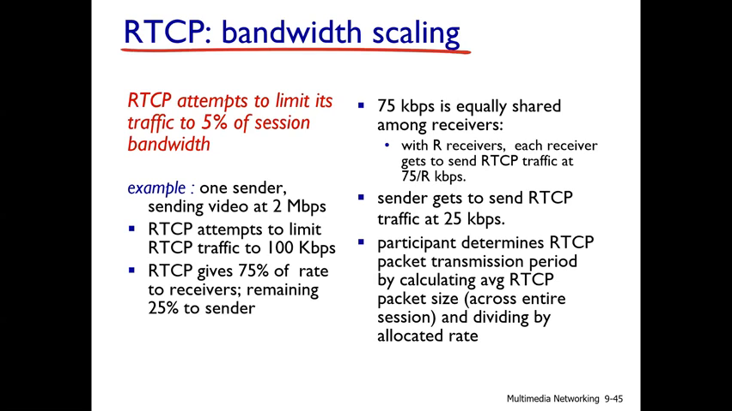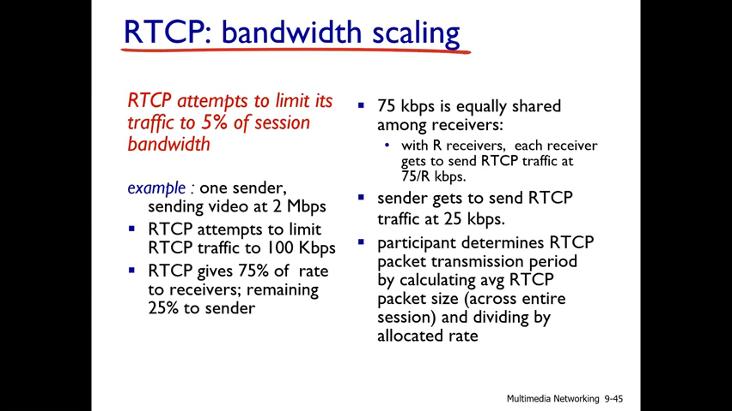So it will give you 75% of the rate to receivers, and the remaining 25% to your sender side. So 75 kbps has to be given to your receiver side, and all the receivers will get the RTCP traffic at 75 kbps. That has to be there. So 75 kbps has to be equally distributed among your R receivers.